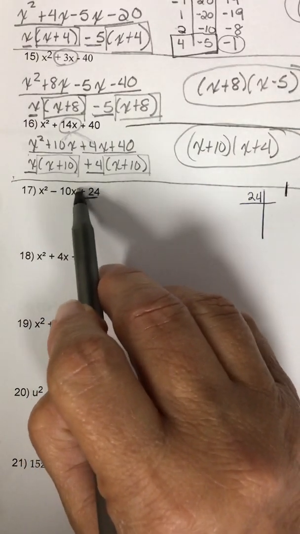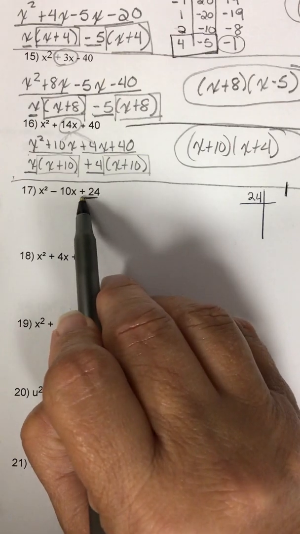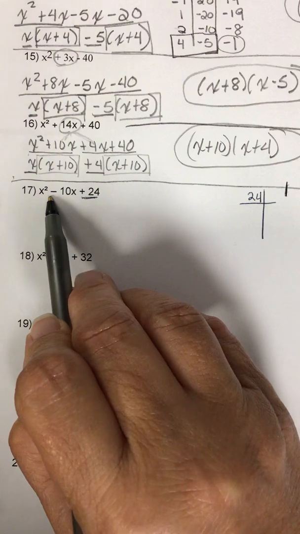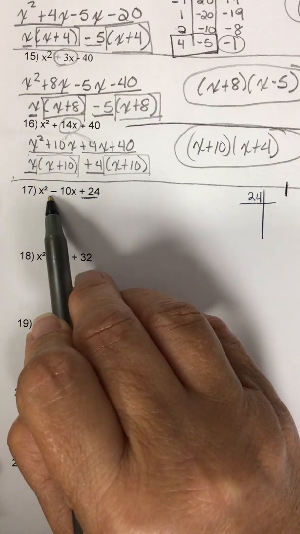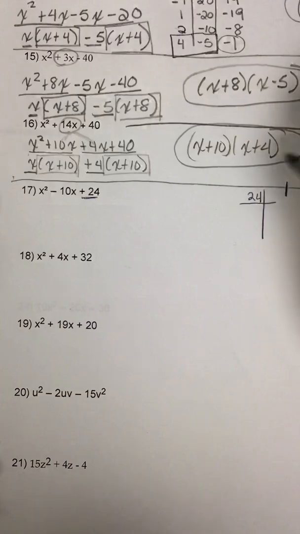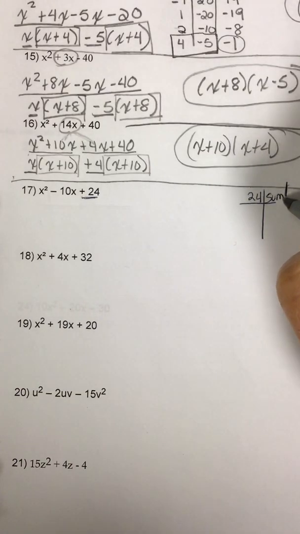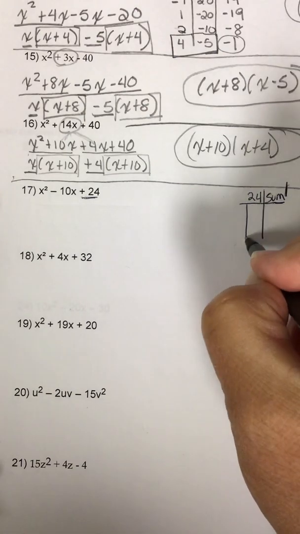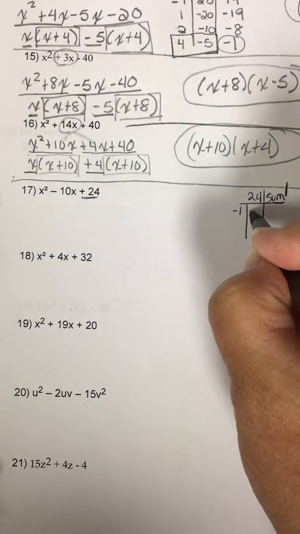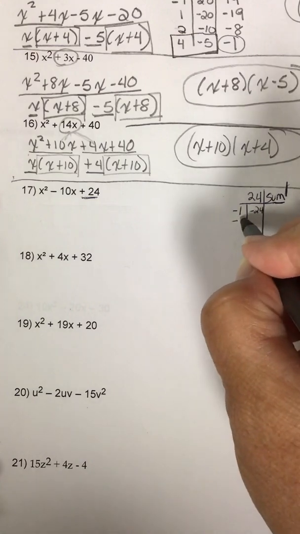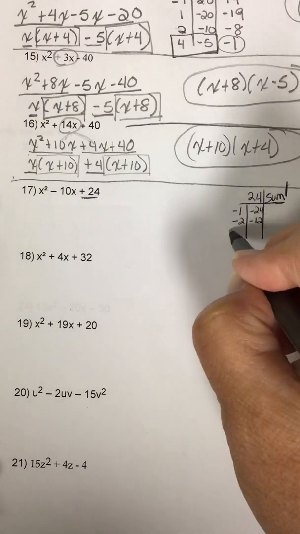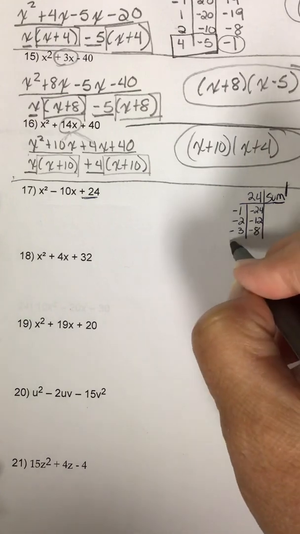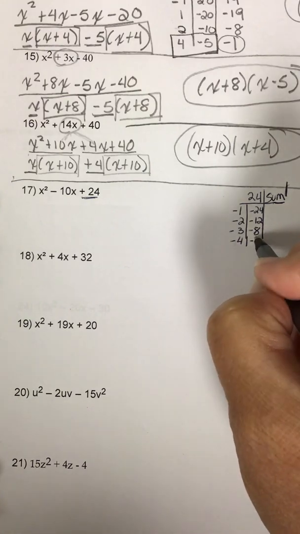Both of the factors have to have the same sign, but this sign tells me that they both have to be negative. So I'm going to factor that 24 with negative factors. And then I'm going to take the sum of those factors. So 24 would be negative 1 and negative 24, negative 2 and negative 12, negative 3 and negative 8, and negative 4 and negative 6.